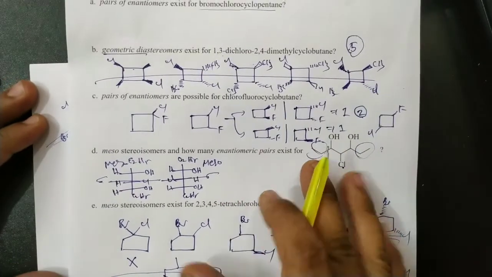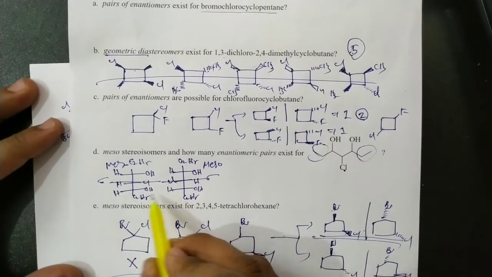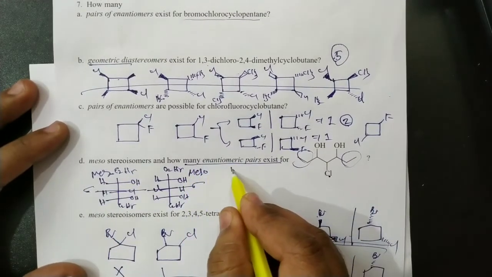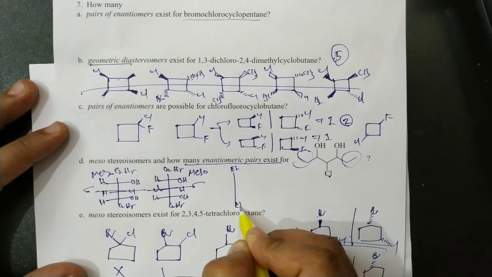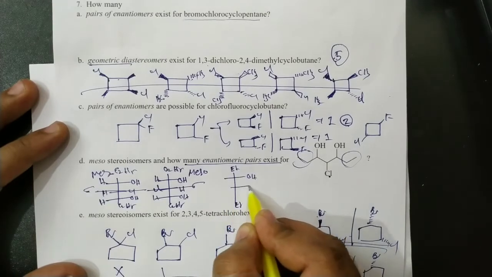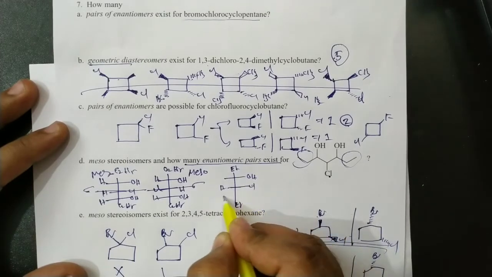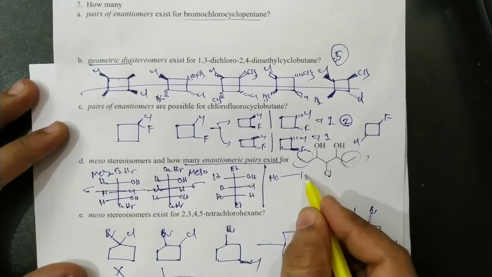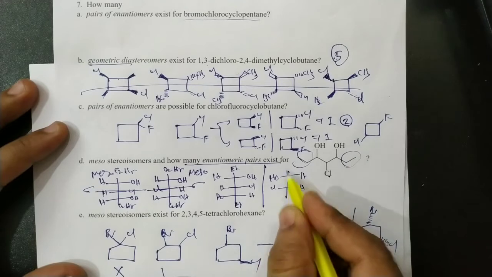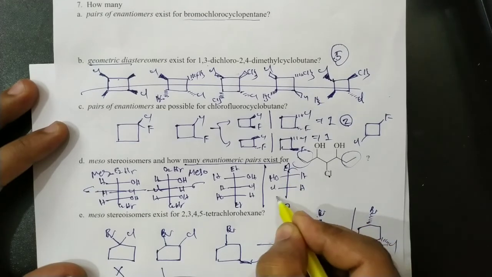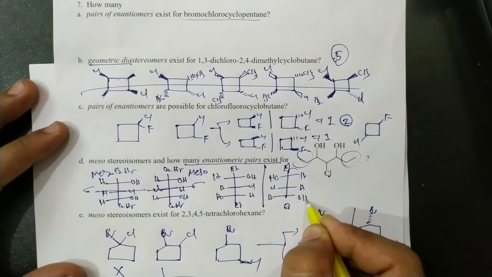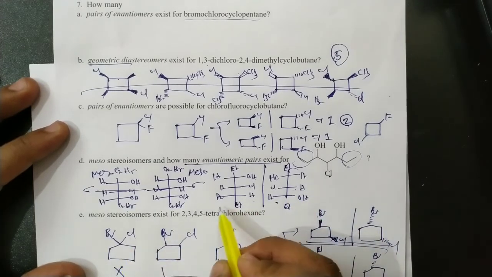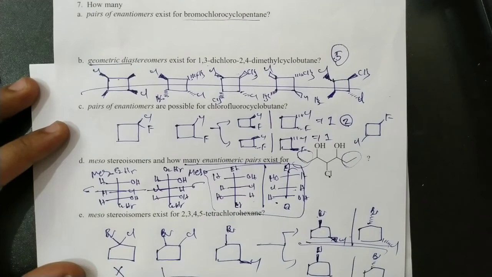Okay, now in this case, two meso stereoisomers exist for this compound, and how many enantiomeric pairs exist? For this compound only one enantiomeric pair exists: OH, and here this one hydrogen, Cl, here hydrogen, OH. Now its mirror image: here Cl, here hydrogen, this is ethyl, this is also ethyl, here a hydrogen, this one is an OH. So these two are mirror images and each one is an optically active compound. So this pair comes under an enantiomeric pair.